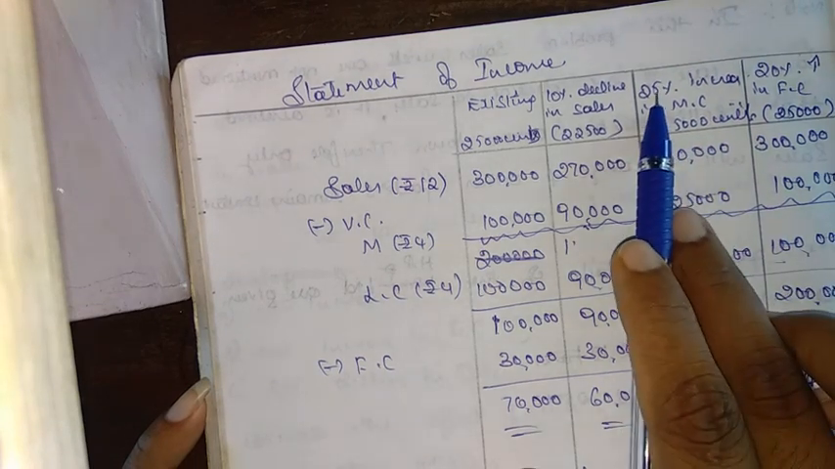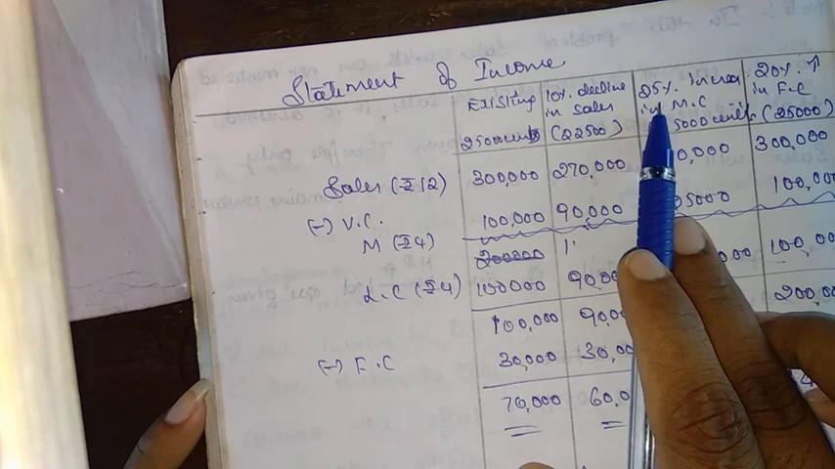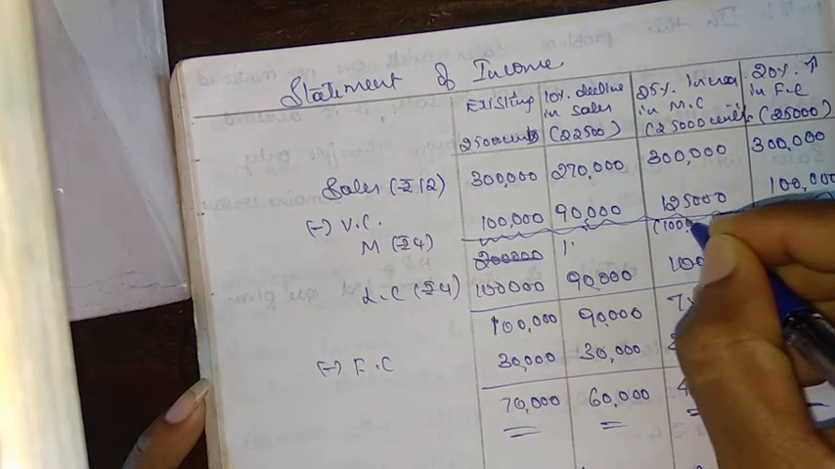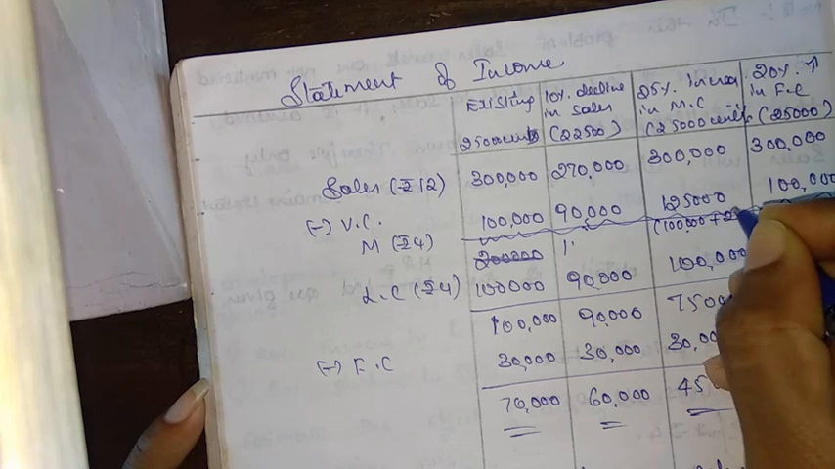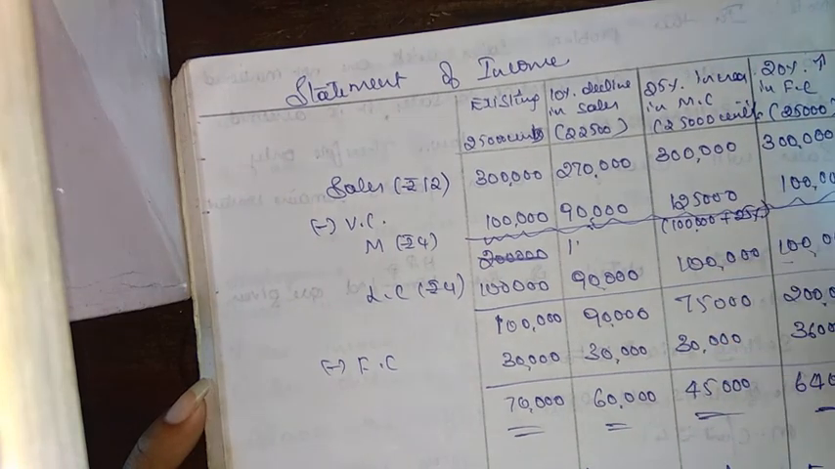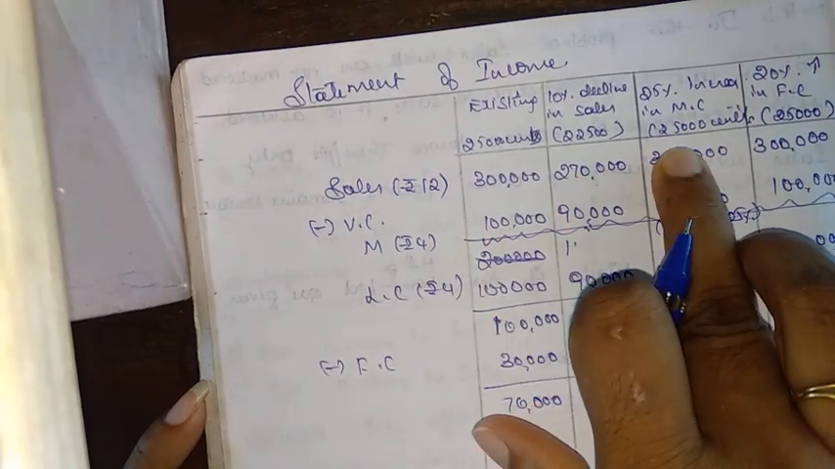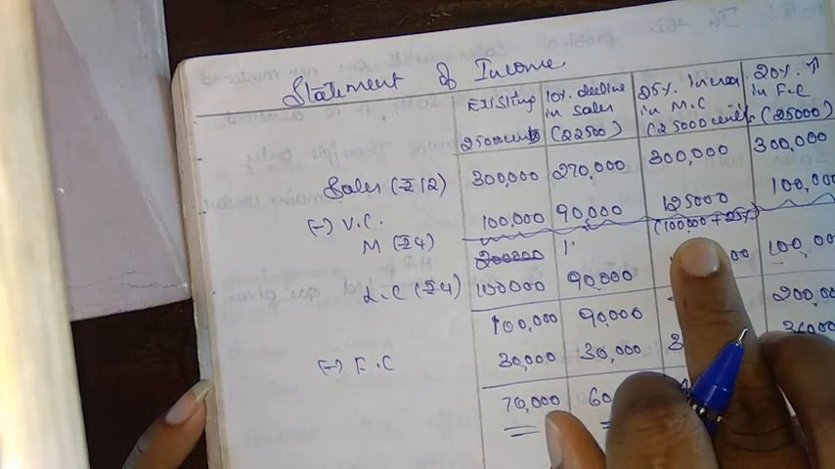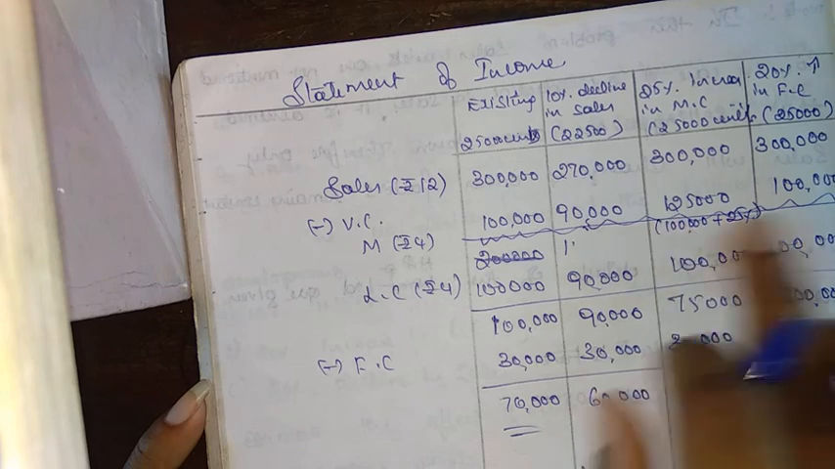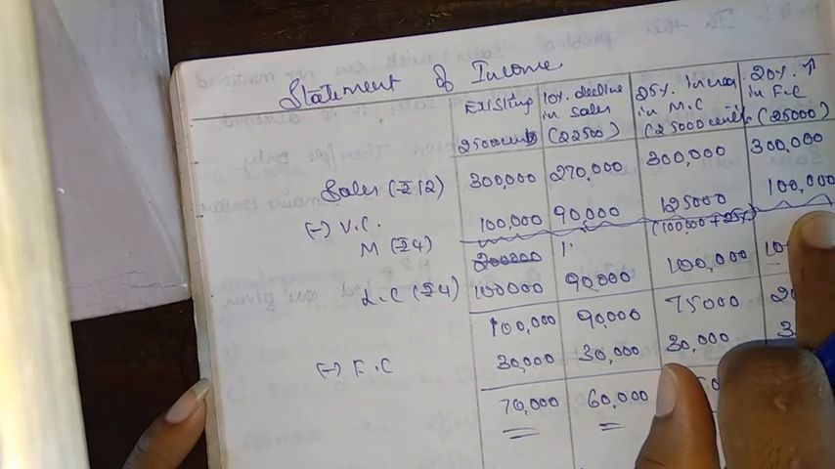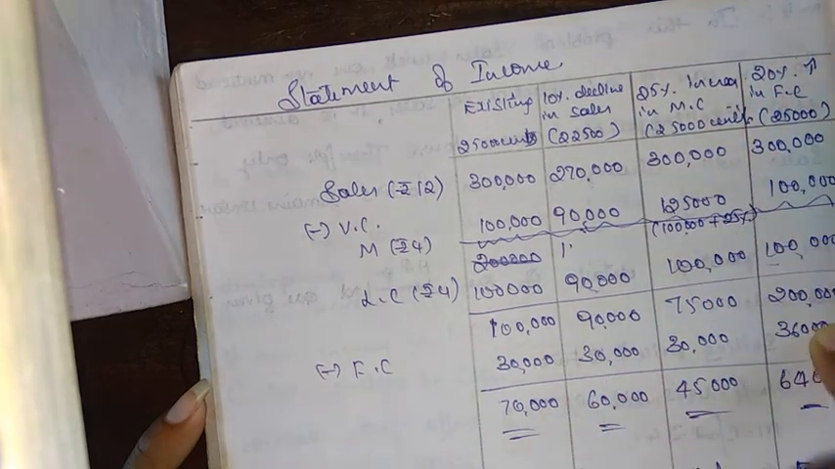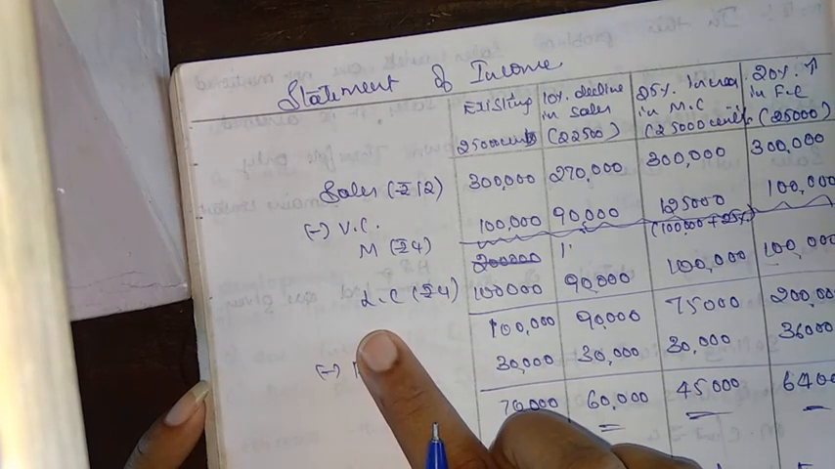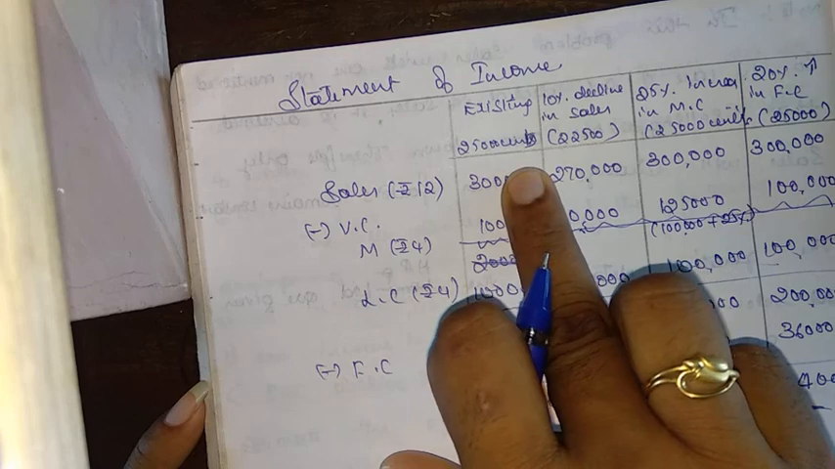Plus there is a 25% increase in material cost. So 1 lakh plus 25%. First we have to multiply with the units: 4 into 25,000, it is 1 lakh, plus 25% increase. So 1,25,000 is the material cost. Then fixed cost is increased in the fourth situation, so no effect on material cost, it is 1 lakh. The labor cost: 4 into 25,000, 1 lakh.